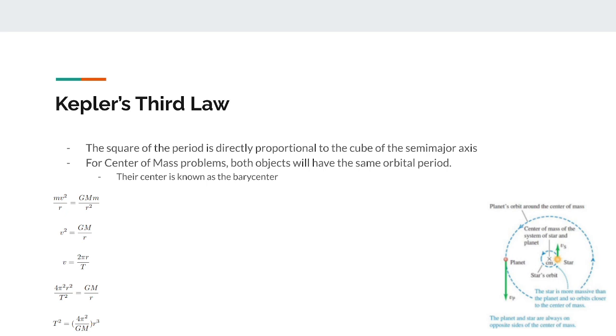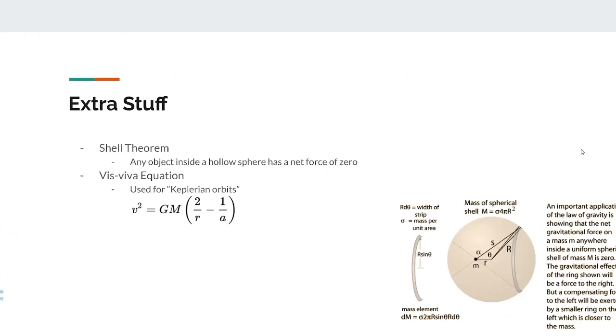For center of mass problems, where we might have the star and the planet both orbiting some center of mass, or maybe a lot of planets orbiting some center, remember that both objects will have the same orbital period. So this star will have the same orbital period as this planet here. The center is known as the barycenter. So this point here is the barycenter, and every object orbiting around it has the same orbital period.